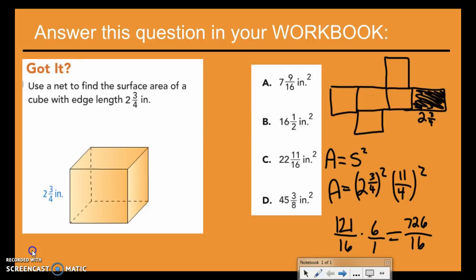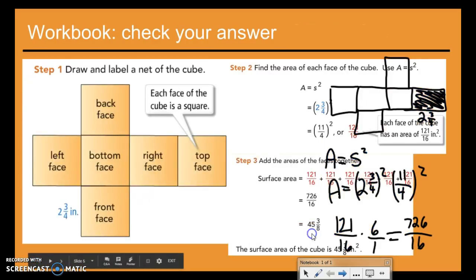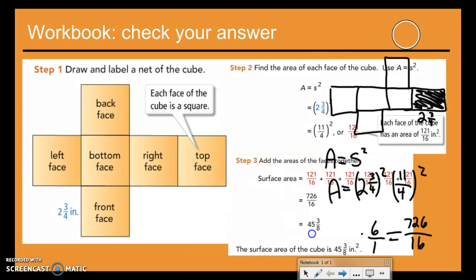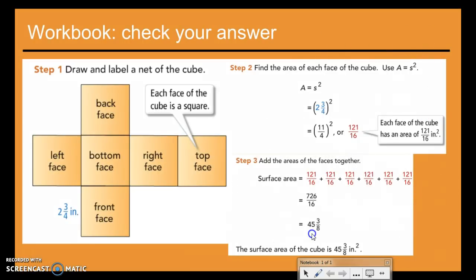16 goes into 726. Well, here's your answer. So if you could figure it out, you should have gotten 45 3/8. You would have started out with 45 6/16, but 6/16 can be reduced to 3/8. Okay?